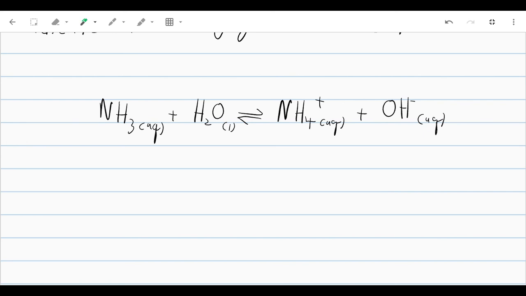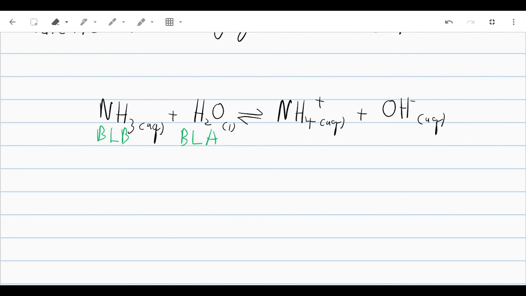So what that means is that we're having the water giving a hydrogen ion over to the ammonia, which is becoming NH4 plus. So that means that our Bronsted-Lowry acid is going to be our water, and our Bronsted-Lowry base is going to be the ammonia.